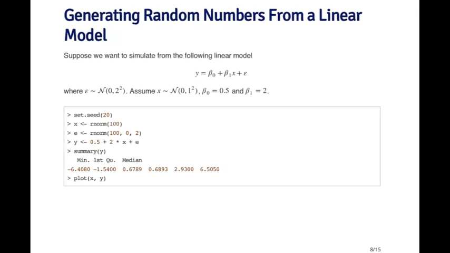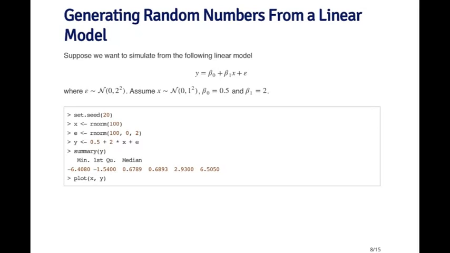So I set the seed. Remember, it's always very important to set that seed. So I set it to 20. I generate x, the predictor, which has a standard normal distribution. I generate epsilon, which is going to have a normal distribution with mean 0 and standard deviation 2. And then I'm going to add them all together after multiplying by the regression coefficients to generate my y. And so from the summary here, you can see that y has roughly a mean of 0.68, and it ranges from about -6 to +6.